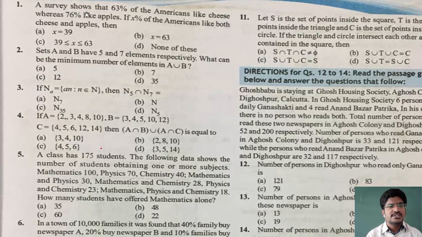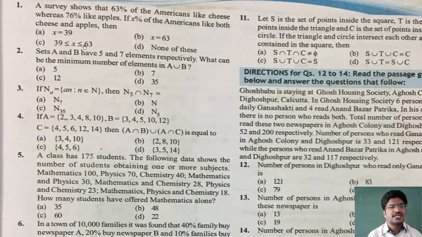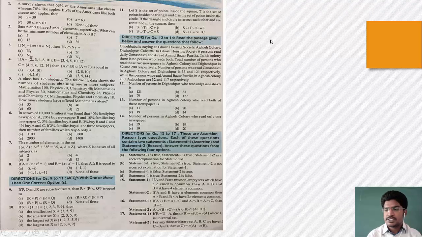A survey shows that 63% of Americans like cheese, whereas 76% like apples. If X% of Americans like both cheese and apples, then option A, X equal to 39; option B, X equal to 63; option C, X is in between 39 and 63; and the fourth option is none of these.